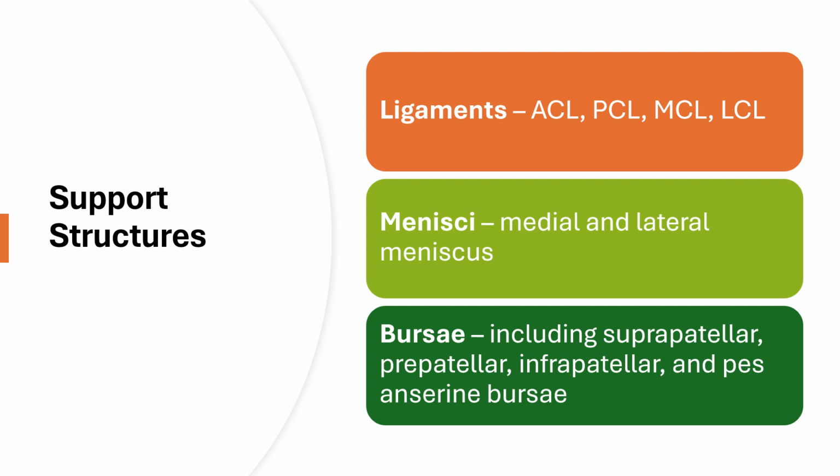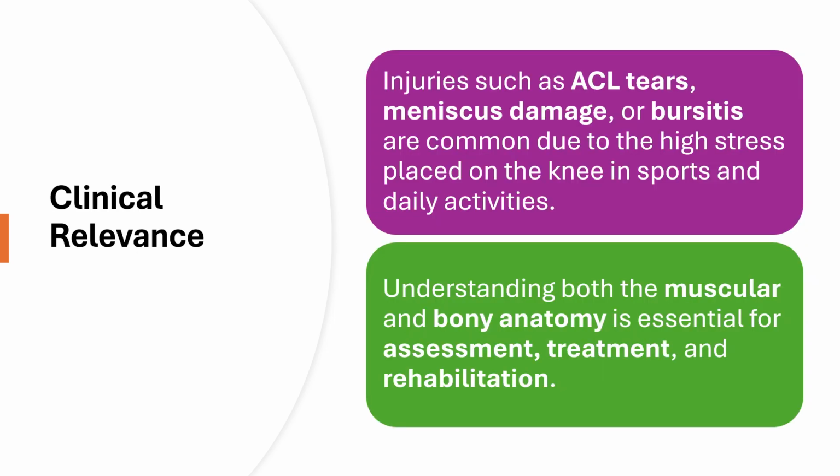So within the knee, we also have supporting structures. We have ligaments, and there are four main ligaments of the knee: the anterior cruciate ligament, the posterior cruciate ligament, the medial collateral ligament, and the lateral collateral ligament. We also have menisci, and they sit on the tibial plateau, and they're mainly shock absorbers, and we have a medial and lateral side to them. And then we have the bursae, and there are quite a few in the knee, including the suprapatellar, prepatellar, infrapatellar, and pes anserinus bursae.